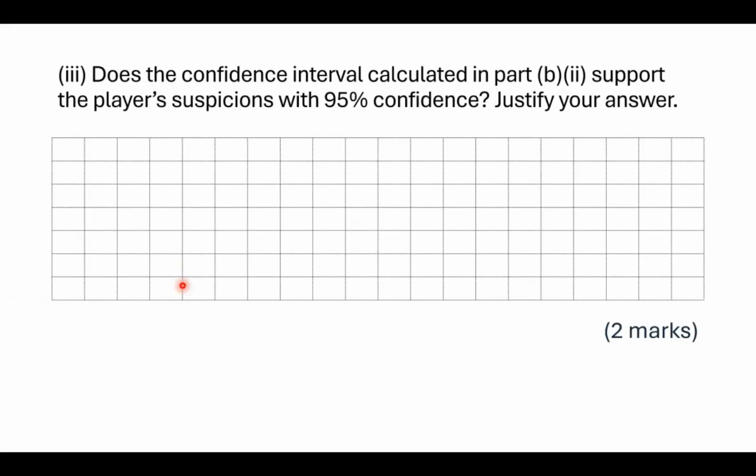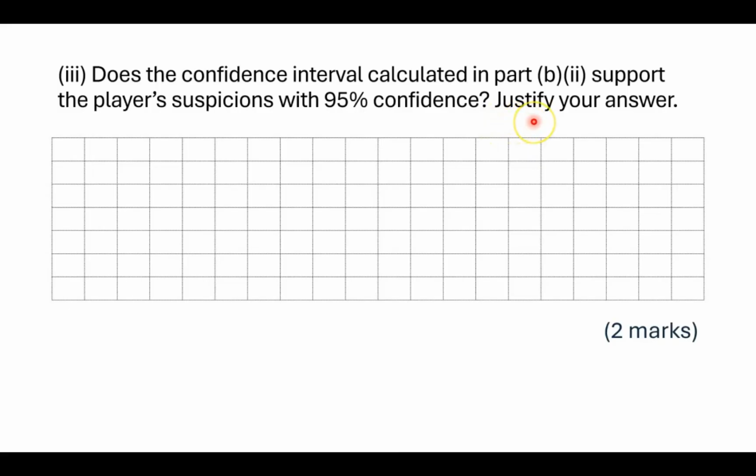Now the 3 marks in part B before are basically easy because you just either copy down the number in the question or use a calculator. But the 2 marks next is now a bit challenging because it says, does the confidence interval calculated in part B2 support the player's suspicions with 95% confidence? Justify your answer. Now you need some justification.